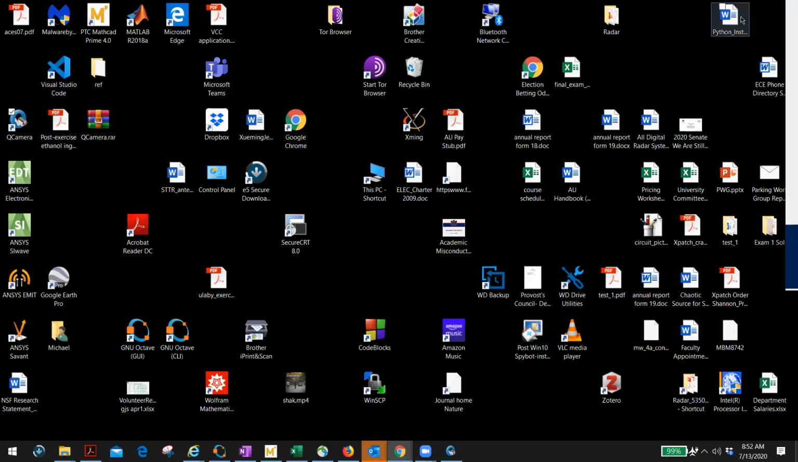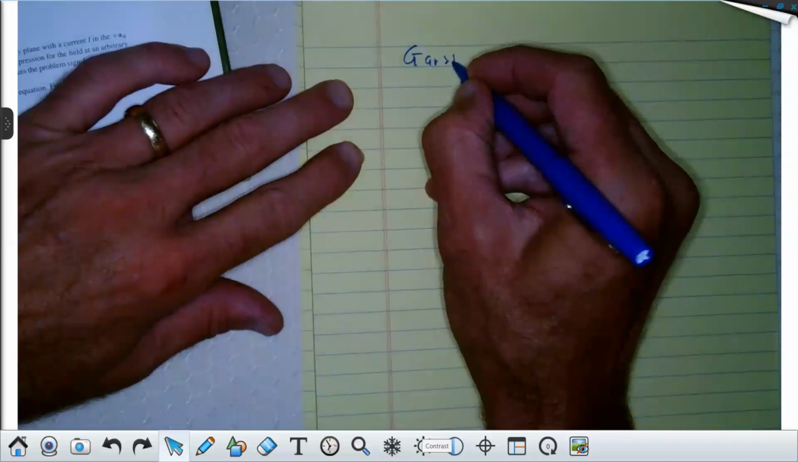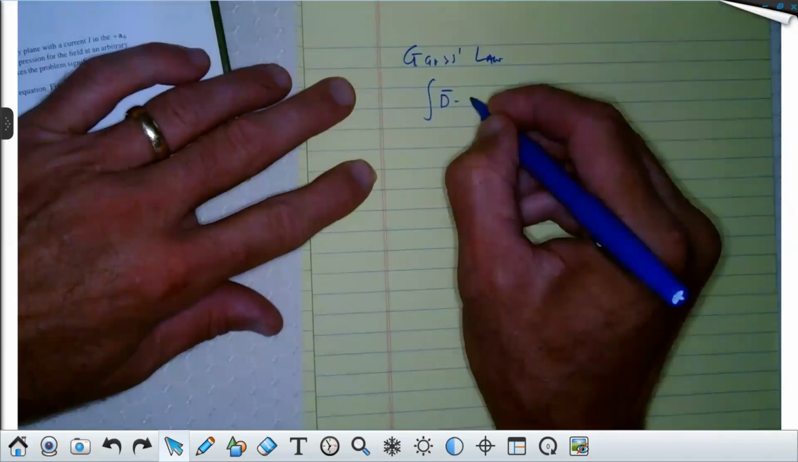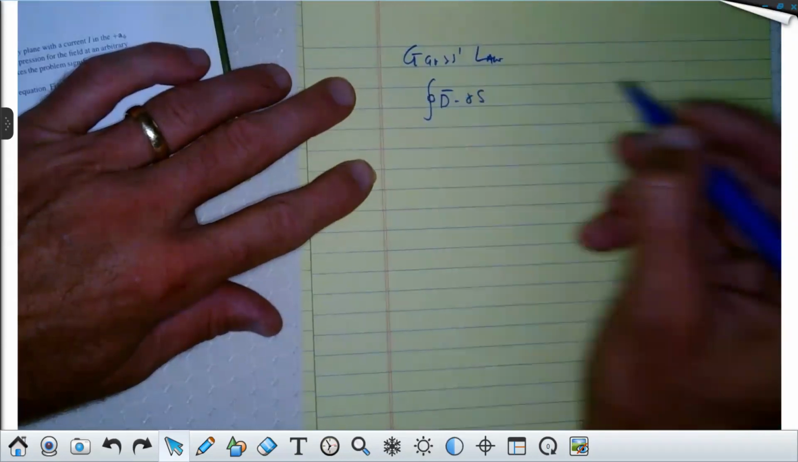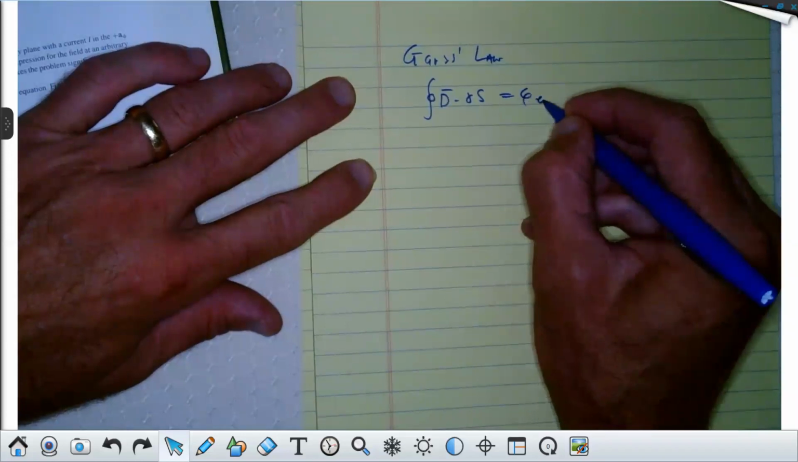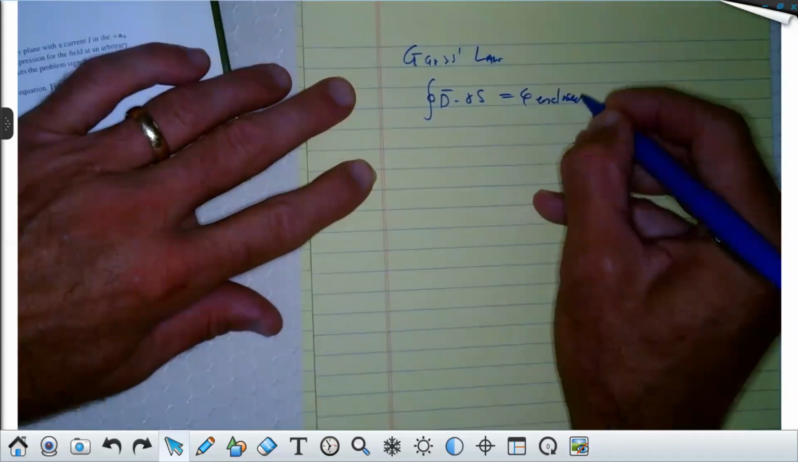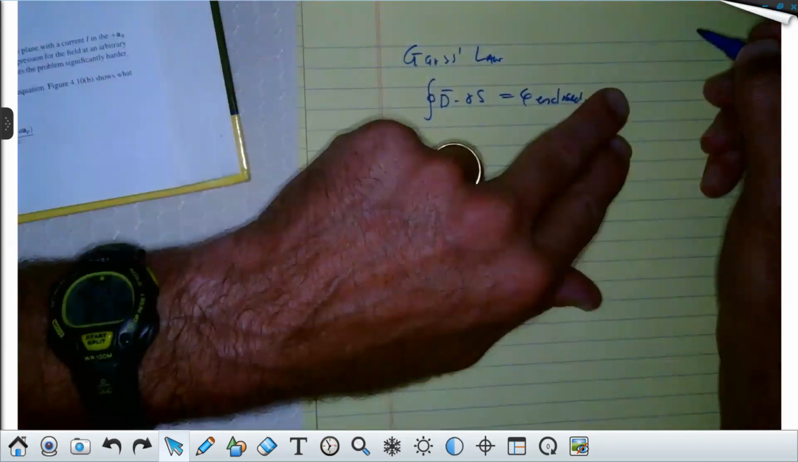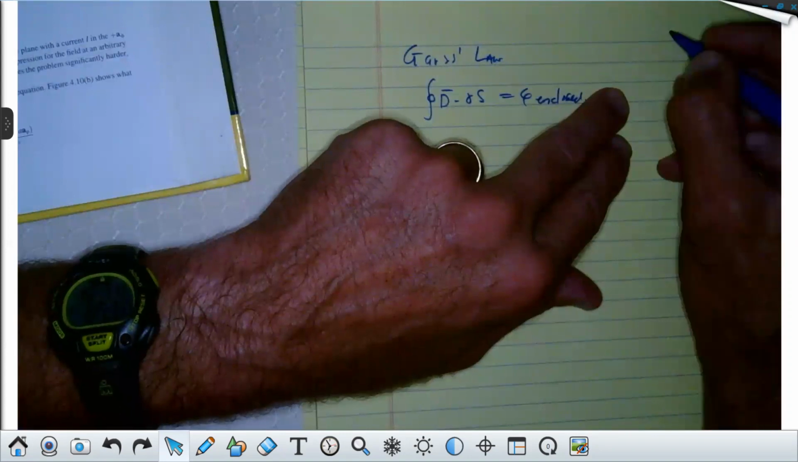The integral of D dot ds over a closed surface was the charge enclosed. And I'm going to write that down. This was Gauss's law, right? Gauss's law was this: the integral of D dot ds over a closed surface was the charge enclosed, right? Well, there's a parallel to it, and this is called Ampere's law.